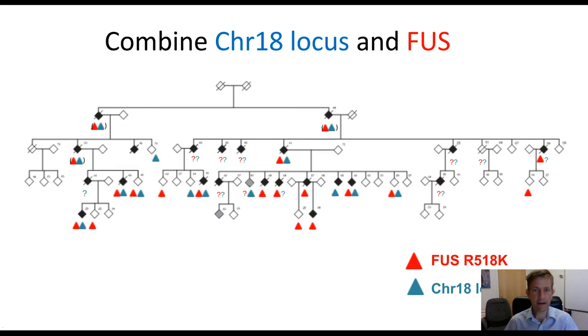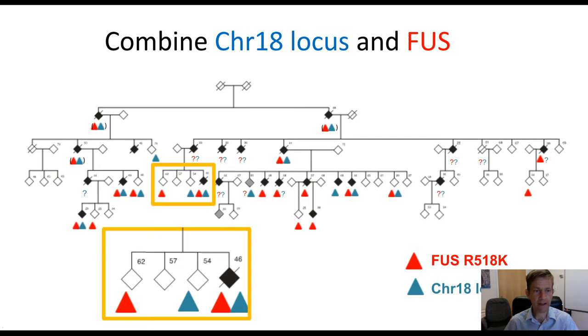And this is just to point out, by using both this chromosome 18 locus and the FUS variant, we could start to explain some of the individuals that had developed ALS, shaded in black, but did not have a FUS variant. This combination is best exemplified by these 4 siblings here, where you can see they have all 4 possible genotypes: either the FUS variant, neither variant, the chromosome 18 locus, or both, and it was only the ones with both that developed disease.